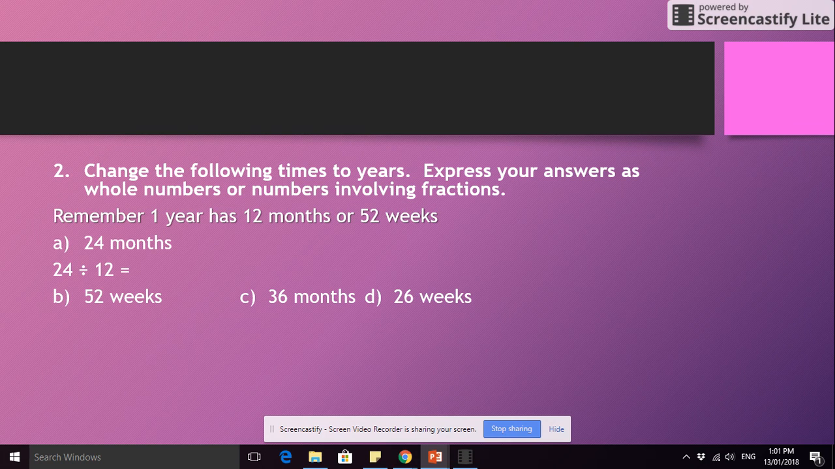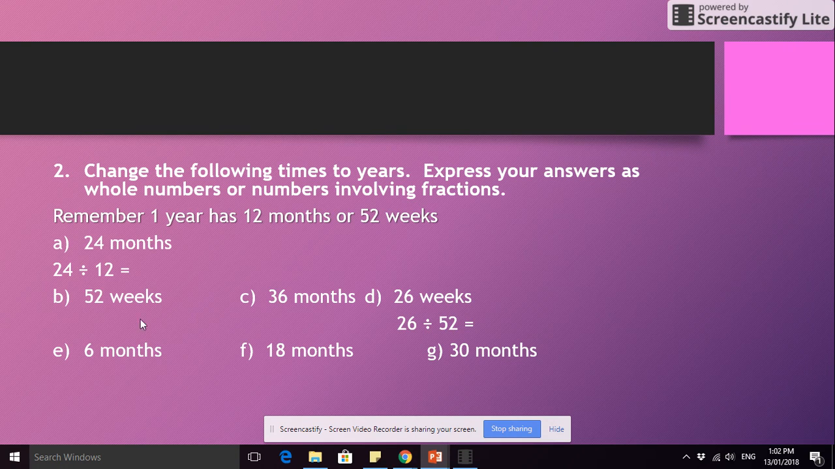Okay, that one you would go 56 divided by 52 because there's 52 weeks in a year, and it'll tell you how many years it is because we need to know how many years. So I want you to do all of those, please.